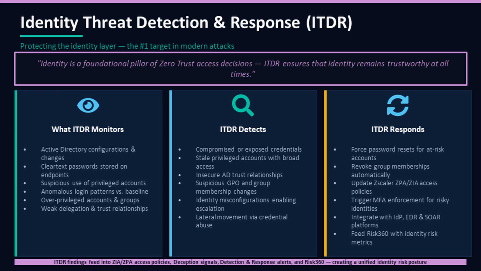The key role of ITDR in Zero Trust is this: access decisions in ZPA and ZIA are based partly on identity. If that identity is compromised or overprivileged, those access decisions are wrong. ITDR ensures that the identity pillar of Zero Trust remains trustworthy.